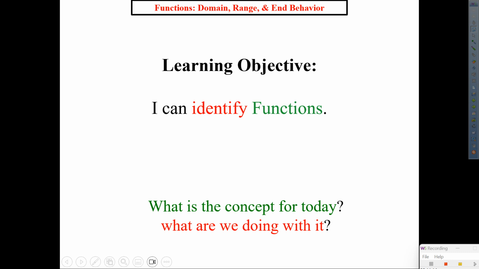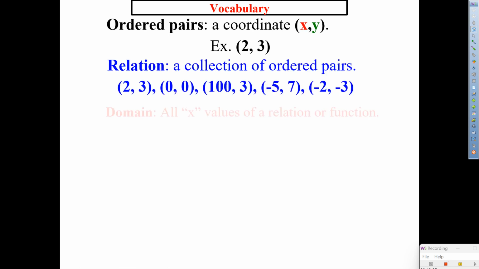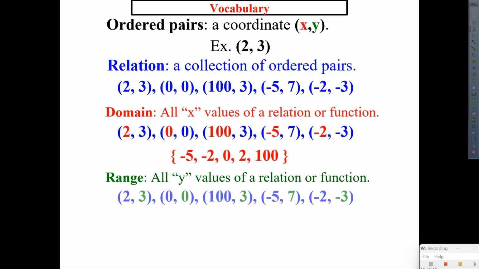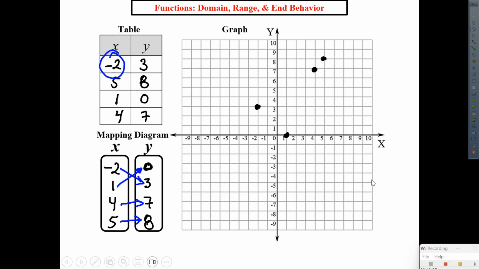Let's go. All right. So, yesterday we started with functions. However, I introduced vocabulary such as ordered pairs. We went to relations, domain, and range. Does that sound familiar? From there, we represented relations, which is a group of points or ordered pairs, 3 different ways: using a table, using a mapping diagram, and using the graph. And it looks something like this. And you have those notes.